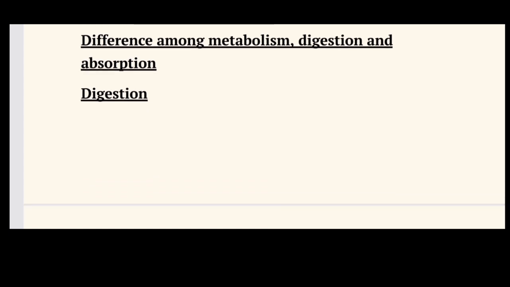Okay, the difference among metabolism, digestion, and absorption. Many students are confused by the words metabolism, digestion, and absorption. So we will study what digestion, metabolism, and absorption mean and how they happen in our body.